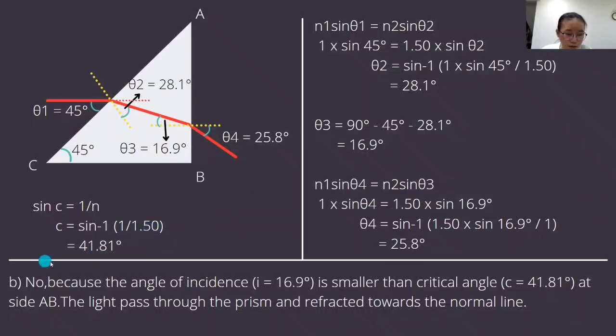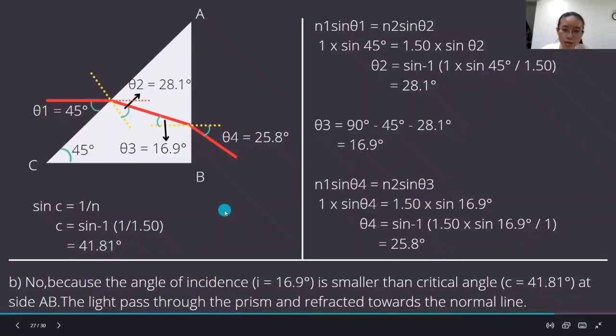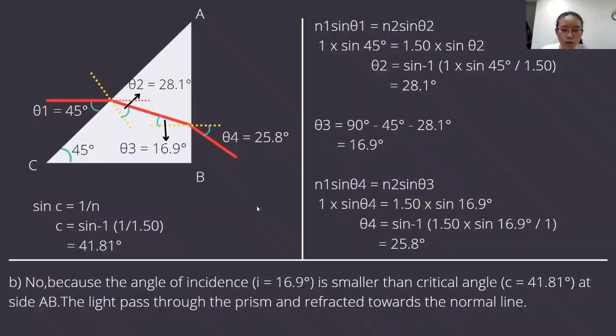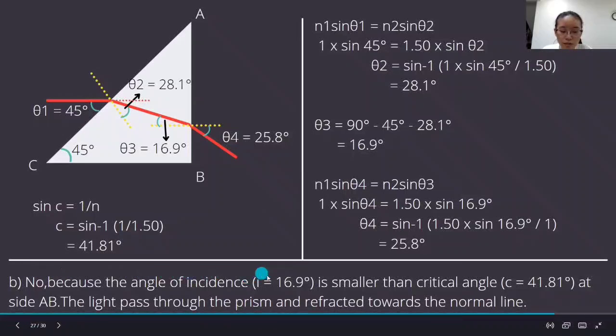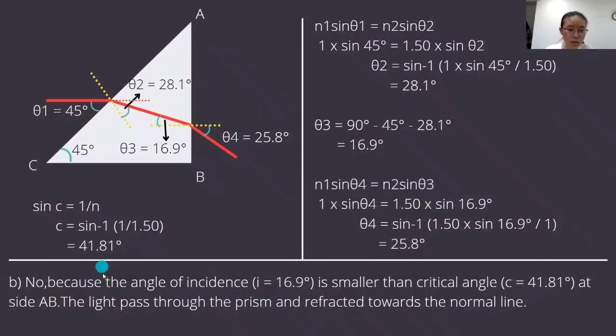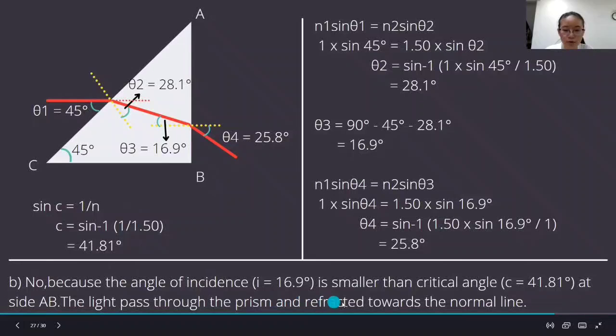Then, okay, just now the question asked: does total internal reflection occur? The answer is no, because the angle of incidence i equal to 16.9 degrees is smaller than the critical angle c equal to 41.81 degrees at side AB. The light passes through the prism and is refracted towards the normal line.